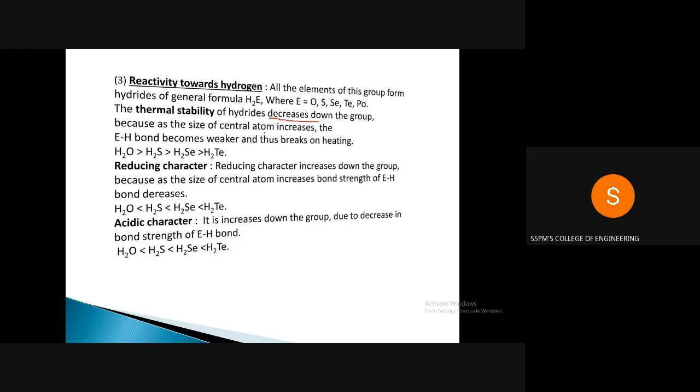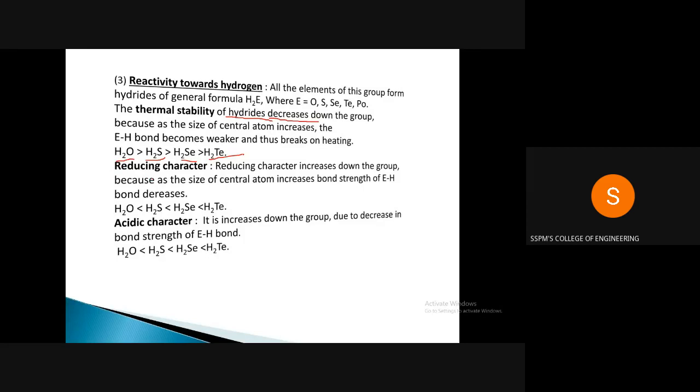Then reducing character. Oxygen forms a stronger bond with hydrogen than sulfur, selenium, and tellurium. So the most electronegative element is oxygen, hence it forms a strong bond with hydrogen. So it is a stronger bond.